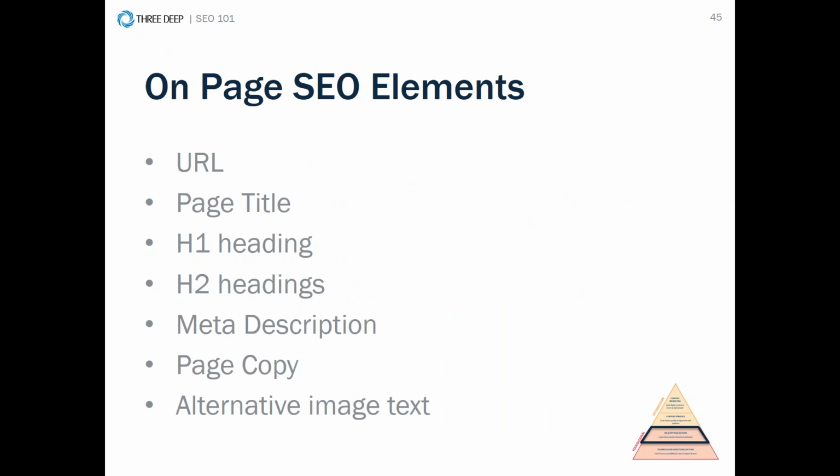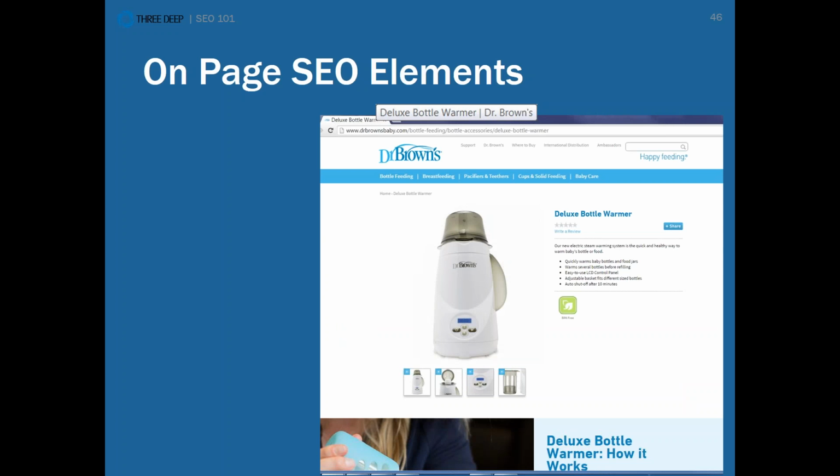So when I talk about on-page elements that need to be optimized, really I'm talking about these things. Number one, your URL, your page title, your heading tags, your meta description, page copy, and then alternative image text. It's a lot of words, but it's going to look better if I show you exactly what I'm talking about. So here's a random page taken from the Dr. Brown's website on their deluxe bottle warmer, which is a great product.